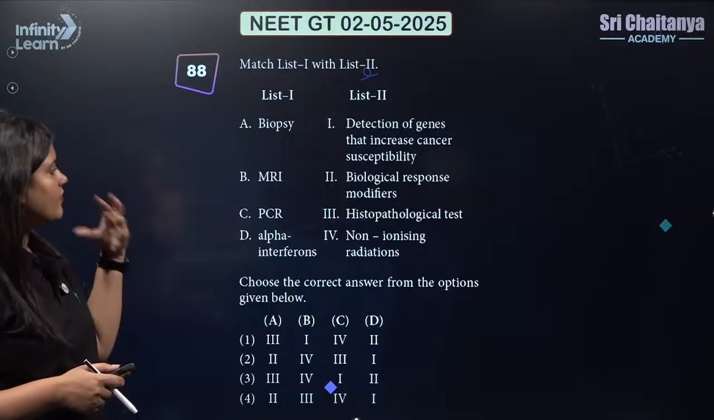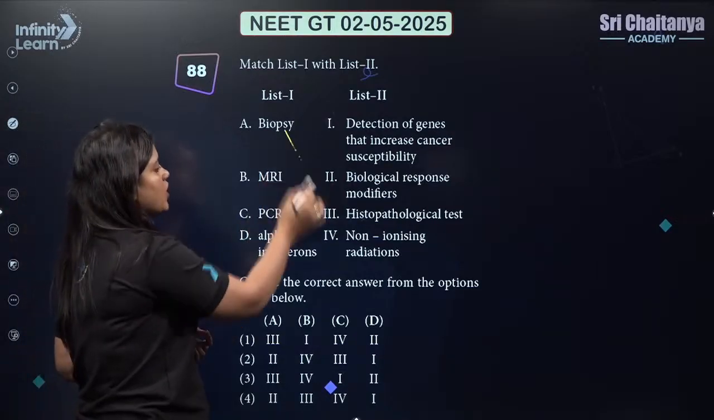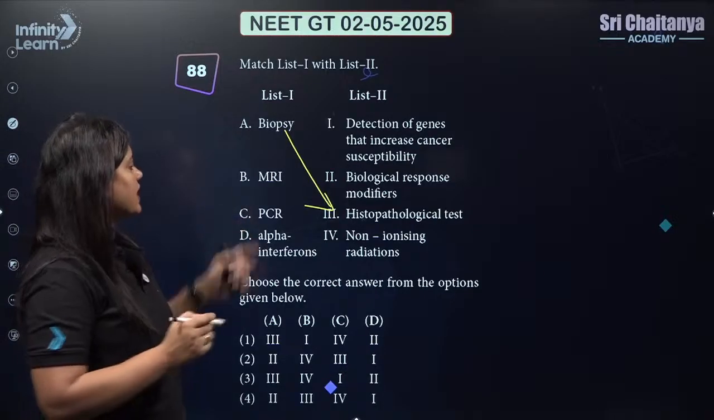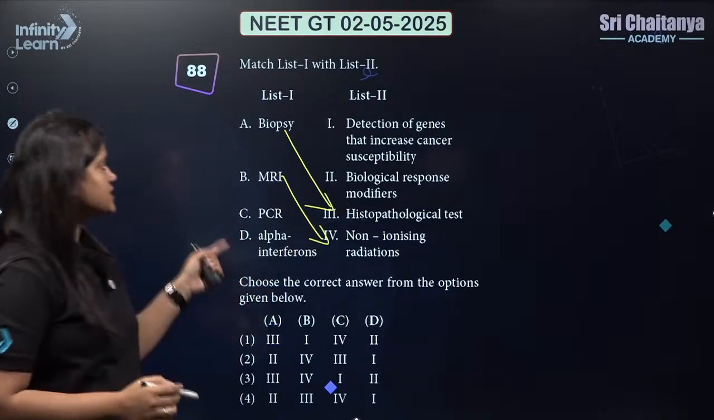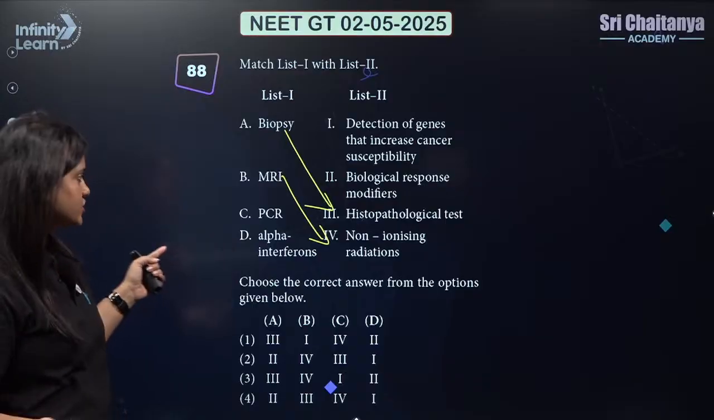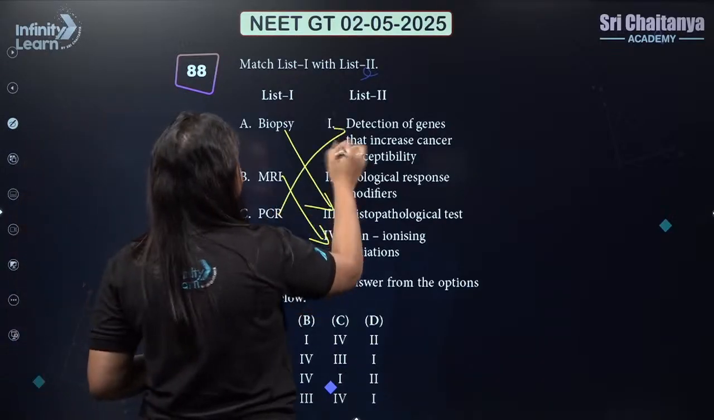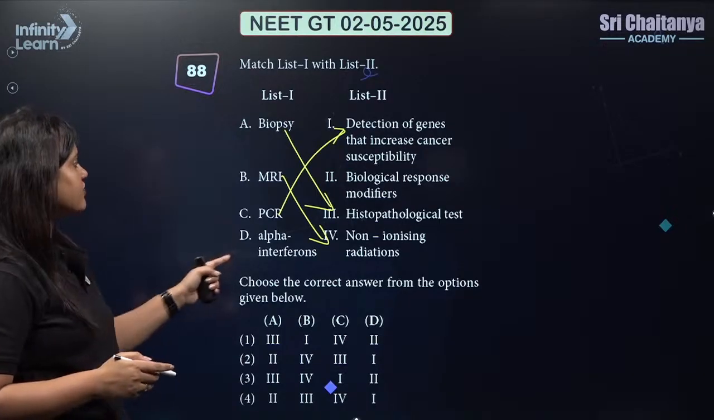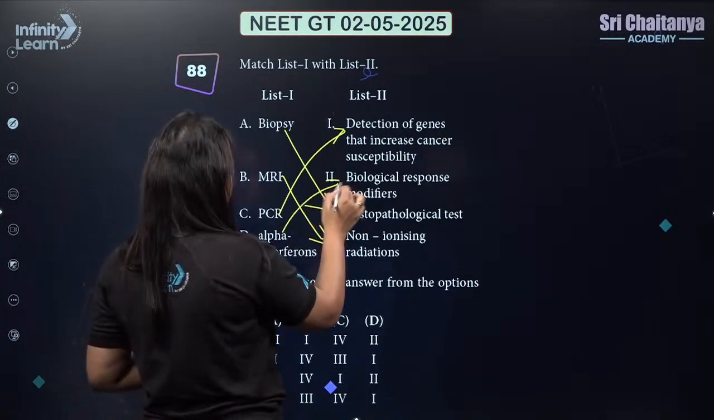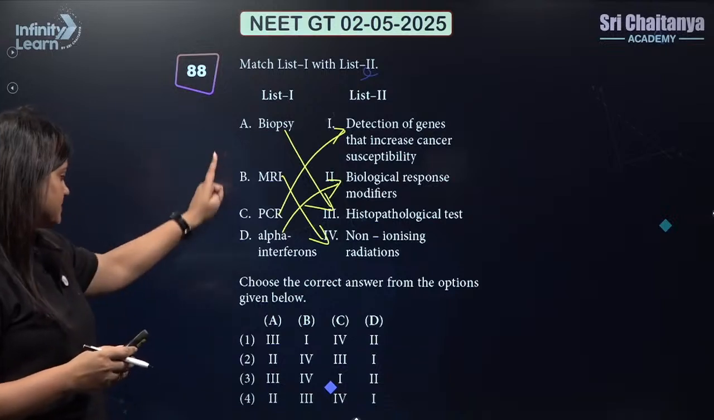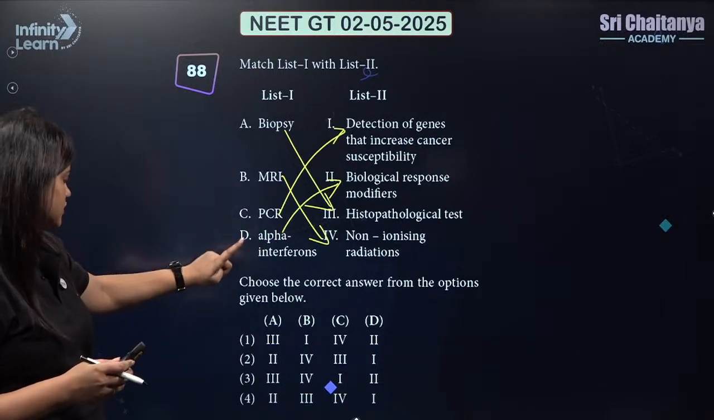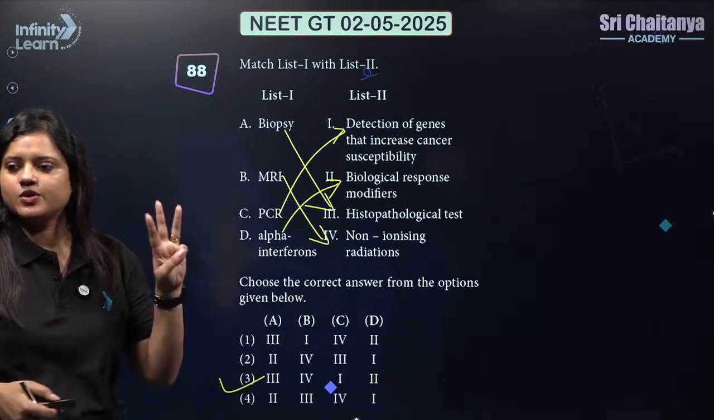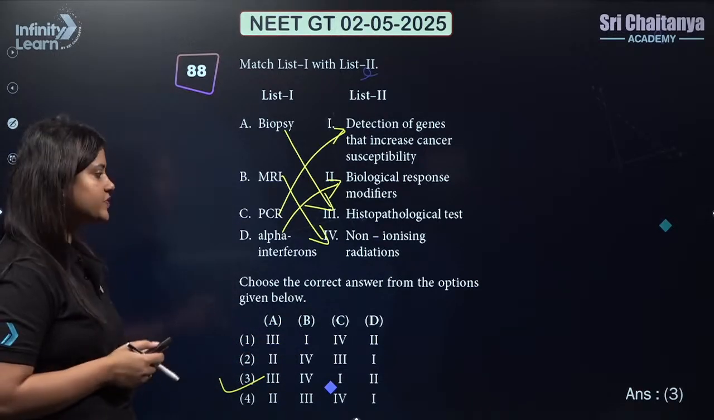Biopsy. It's a histopathological test. MRI. Now, MRI uses non-ionizing radiations. PCR is polymerase chain reaction, right? Will be matched with detection of genes that increase cancer susceptibility. And alpha interferons are biological response modifiers. So A is matched with 3, B is matched with 4. Okay, so we got our answer. It should be 3. Very good, Mansa, Vrishti, very nice, Aditya. So it is 3.